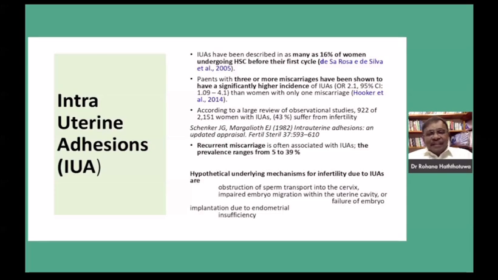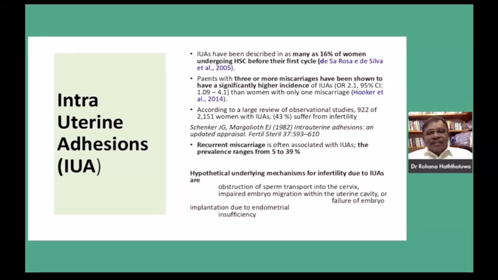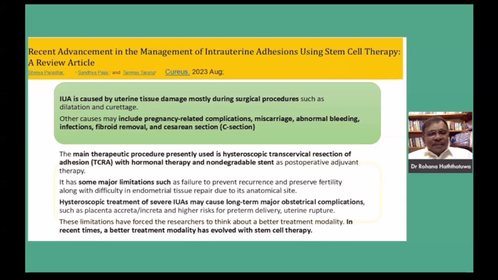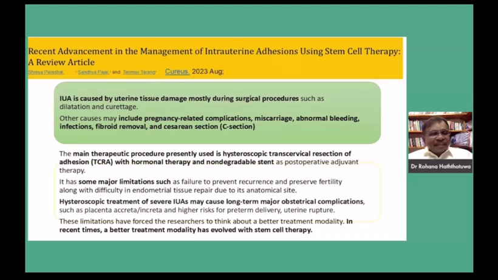Next is intrauterine adhesions. These have been found in as many as 16% of women undergoing hysteroscopy before their first IVF cycle. And in women who have had miscarriages, there is a higher incidence. So it is usually caused by tissue damage, mostly during surgical procedures, such as dilatation and curettage, and after pregnancy, miscarriage, and fibroid removal, and so on.